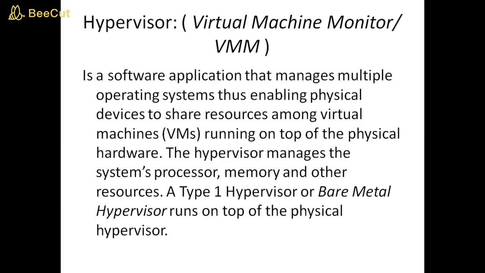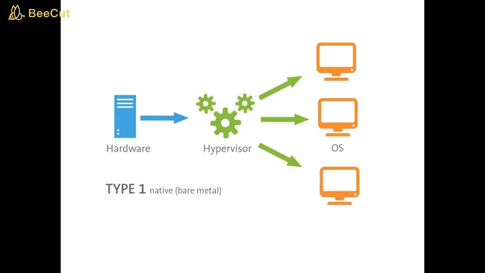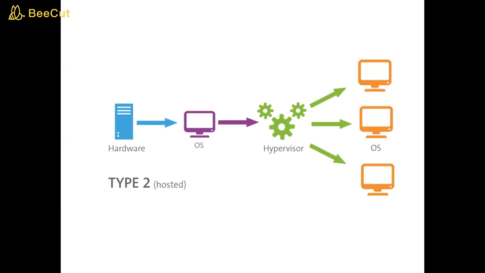Hypervisor, or virtual machine monitor (VMM), is a software application that manages multiple operating systems, thus enabling physical devices to share resources among virtual machines (VMs) running on top of the physical hardware. The hypervisor manages the system's processor, memory and other resources. The Type 1 hypervisor, or bare metal hypervisor, runs on top of the physical hardware. Hosted hypervisor.